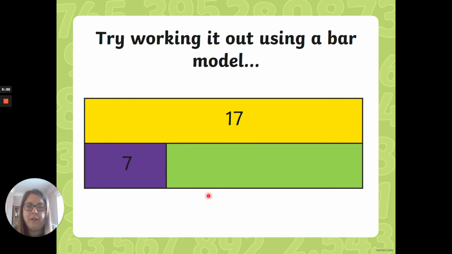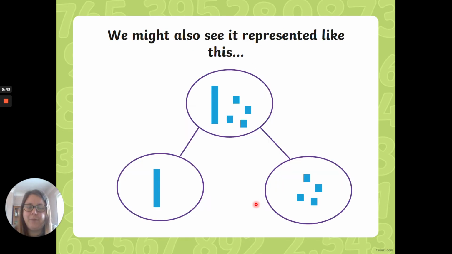Well done. What about this one then? This time this part is missing. What would it be? Pause the video and draw your bar model. Yeah, it would be 10, wouldn't it? Perfect.